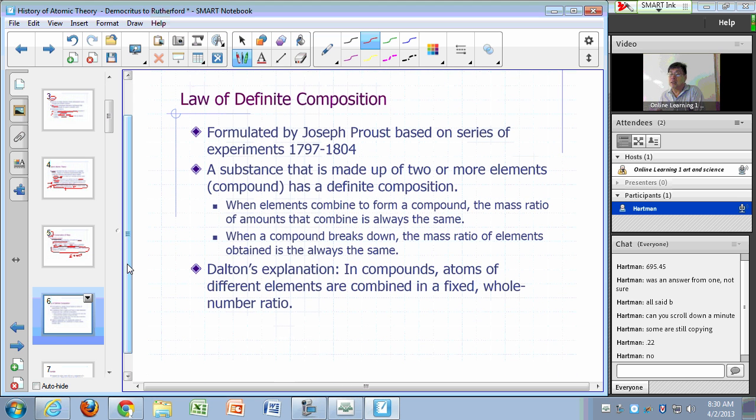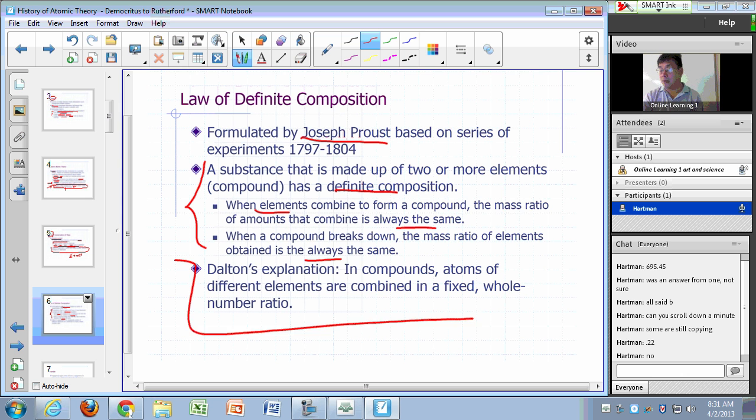The law of definite composition was formulated by Joseph Proust based on a series of experiments he did from 1797 to 1804. If you recall, that law says that when a substance that is made up of two or more elements, which we call a compound, is broken down, the mass ratio of the elements would always be the same. So we say it has a definite composition. When you form a compound from the same elements, you always need the same proportion of elements, and when you break it down, the proportion of the elements is always the same.